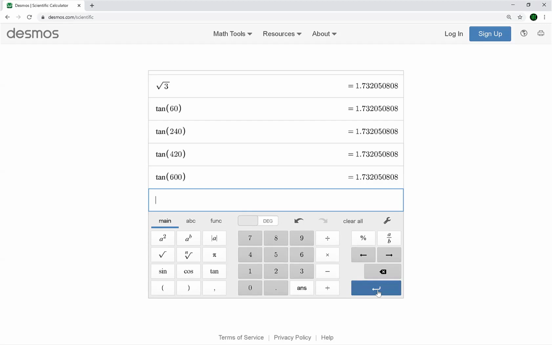1.732. And if I were to do tan 780, of course I'd get the same one, but I wanted it within the domain. So there it is, guys. All those angles give me the square root of 3 for tan. So I think we're in business.